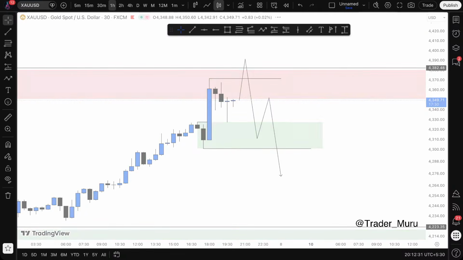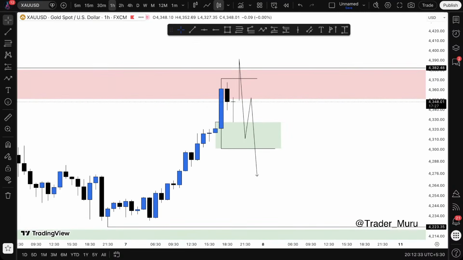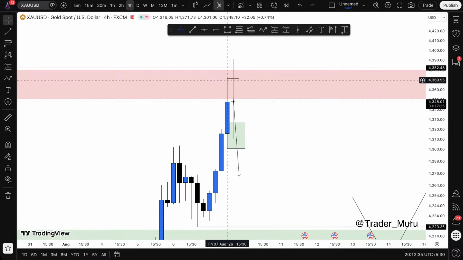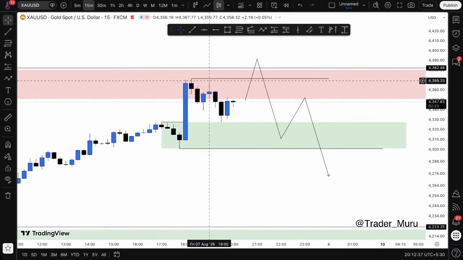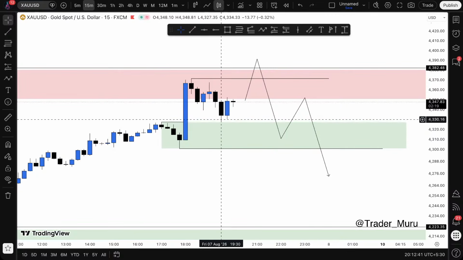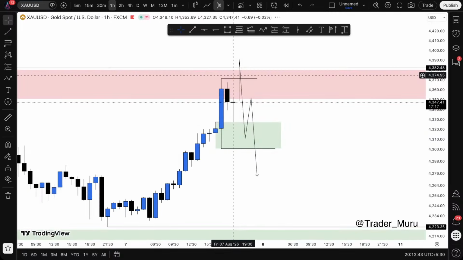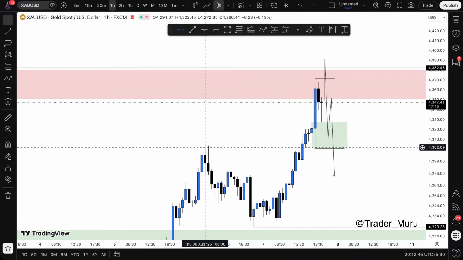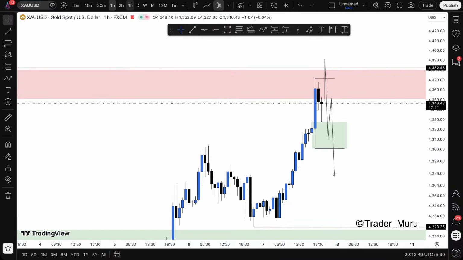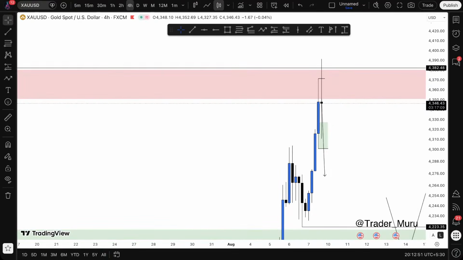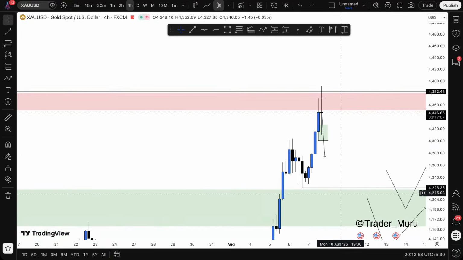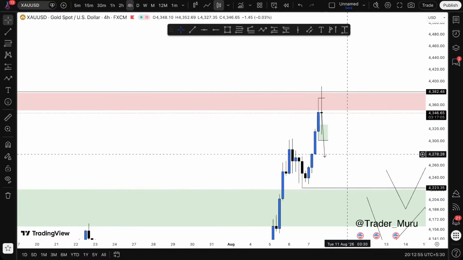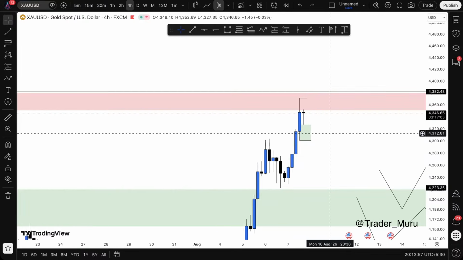We don't have a 1 hour sweep. We don't have a 4 hour sweep. It was just a 15-minute sweep. So the 15-minute area has already been tested. If we get a 1 hour sweep, we will test the 1 hour area, which is this one, 4300. If we get a 4 hour sweep, we will get the 4 hour area, which is 4200. Clear?